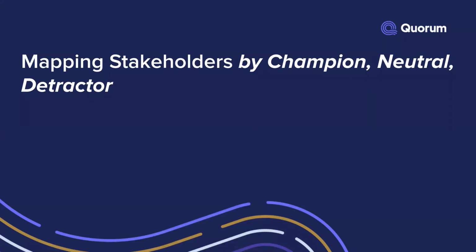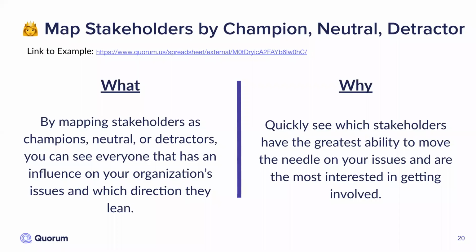Now, our 5th strategy is the ability to tag folks with champion, neutral, and detractor. I like to think about this, as we talked about a little bit at the beginning, as the ability to move folks within this relationship ladder, so to speak. So moving the folks who are neutral to be champions, and moving those detractors to just being neutral on you, for example. Mapping your stakeholders as champion, neutral, and detractor allows you to see everyone that has influence on your organization's issues, and what direction they lean.